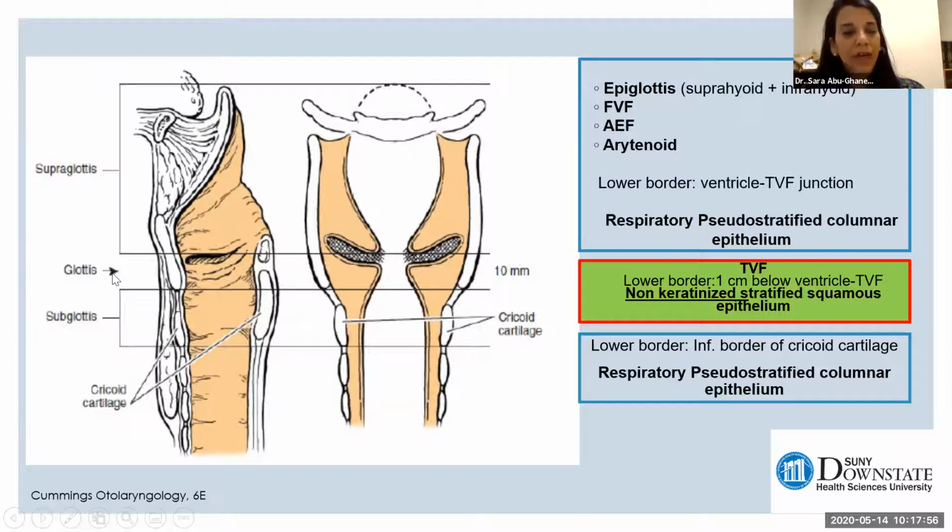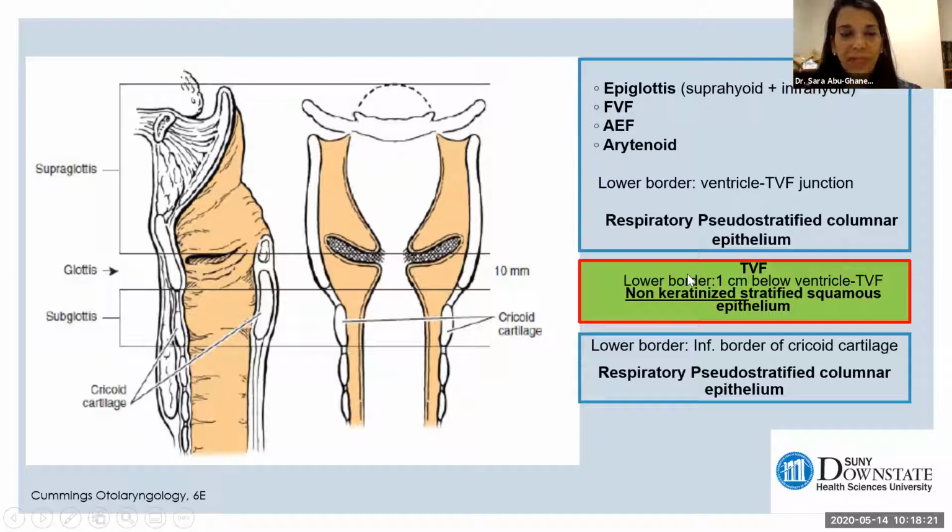The level of the glottis, as we all know, is of course the level of the true vocal folds, and its lower border is 1 centimeter below the junction of the ventricle and true vocal folds. And the last section of the larynx is the subglottis, and its lower border is the inferior border of the cricoid cartilage.